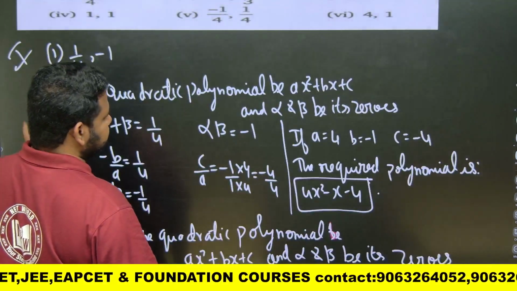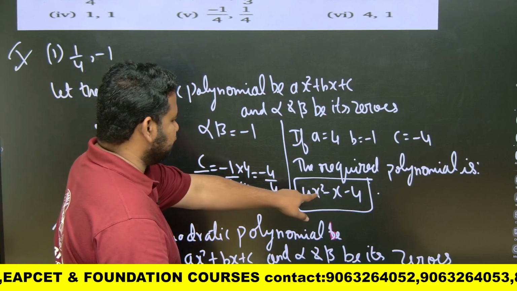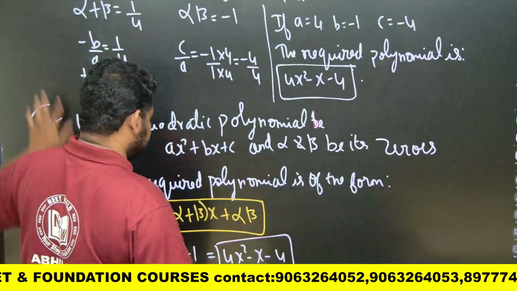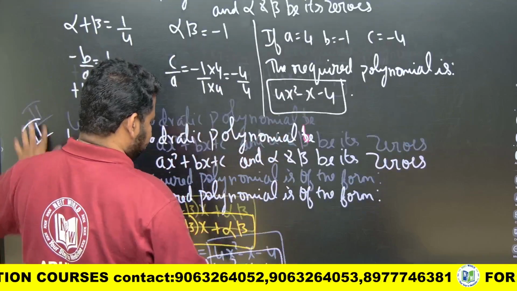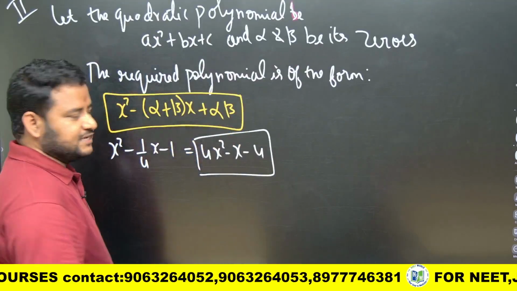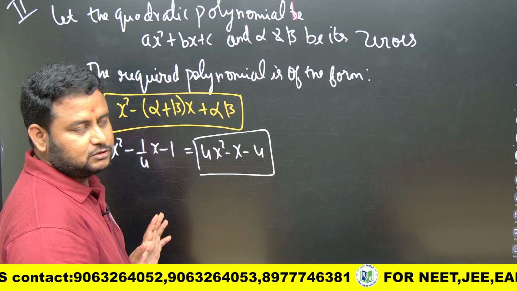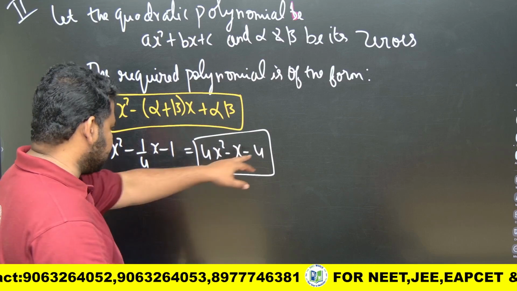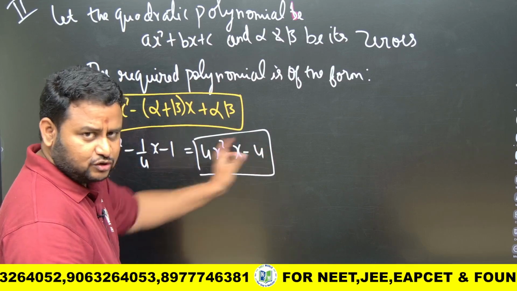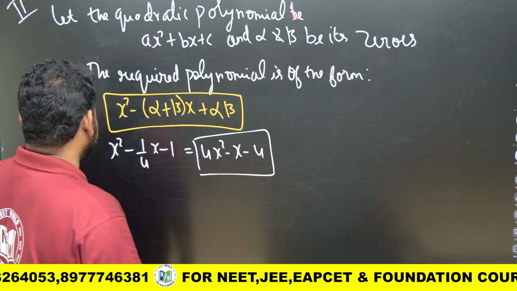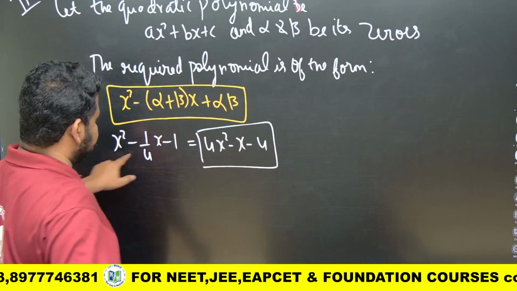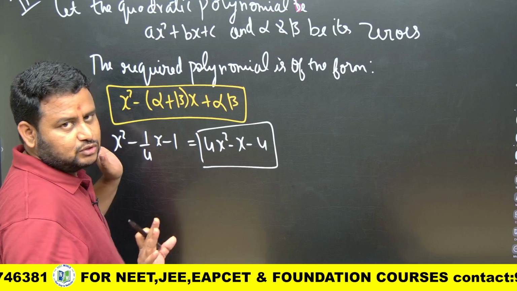So see here, what you got here is 4x square minus x minus 4, and here also you got 4x square minus x minus 4. Same thing you got here also. If it is equated to 0, this 4 will go to the RHS, and 4 into 0 will become 0. That's it, nothing to worry. Or you can keep it as it is, x square minus 1 by 4 x minus 1. That is also totally fine.